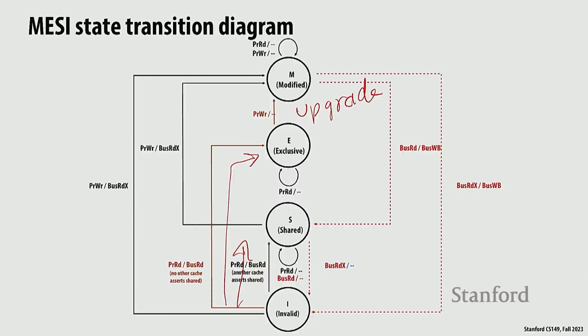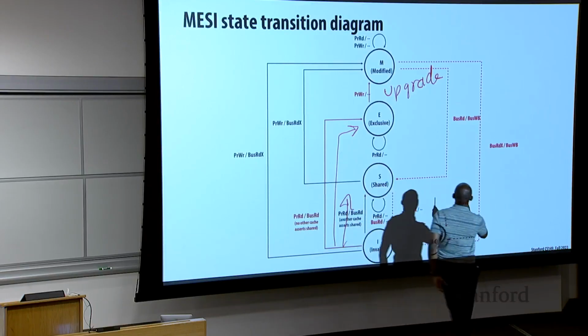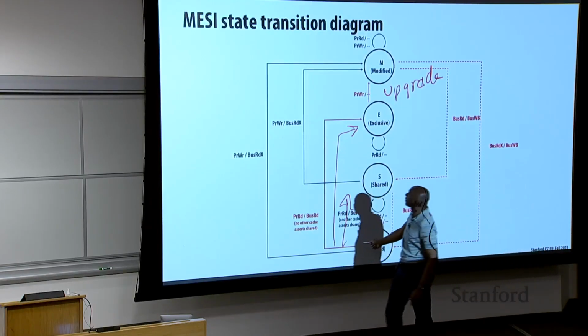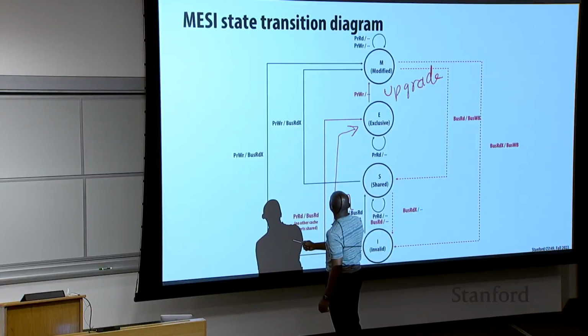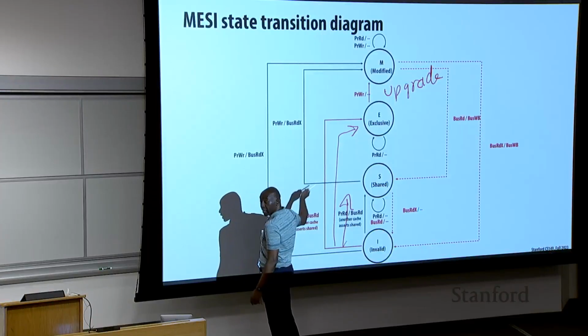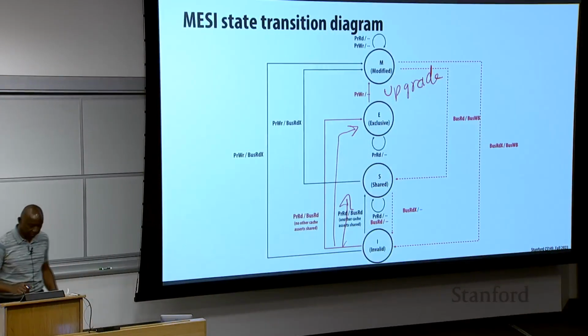Why is it more efficient than just taking that far left path, just the bus read X? Sorry, which one? This one. Yeah, the bus read X. So that's if you did a write first. I want to read first and then write. Okay, questions?